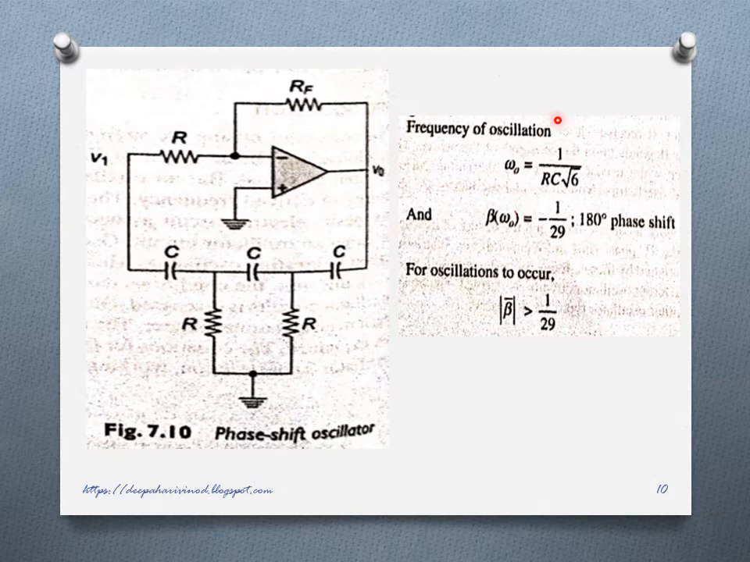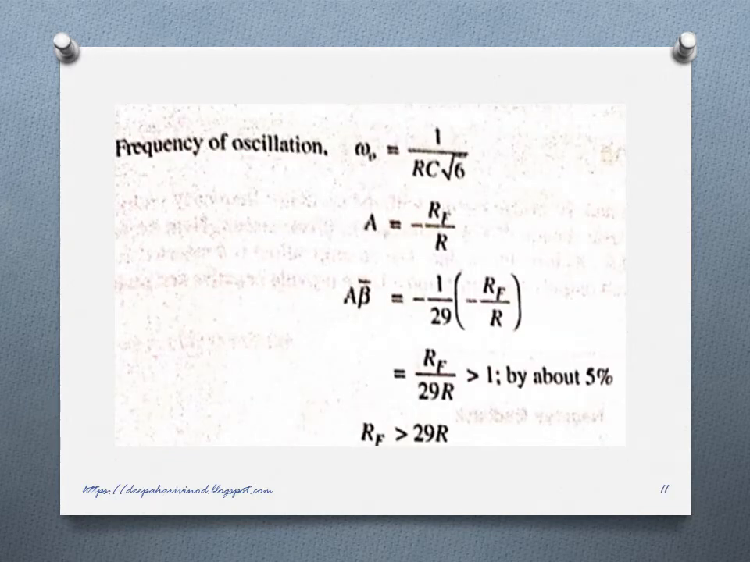The frequency of oscillation is given by omega 0 equal to 1 by RC root 6, and beta of omega naught is equal to minus 1 by 29, that is 180 degree phase shift. For oscillation to occur, beta dash should be greater than 1 by 29. Frequency of oscillation omega 0 is given by 1 by RC root 6 and A equal to minus RF by R, the gain of the amplifier.